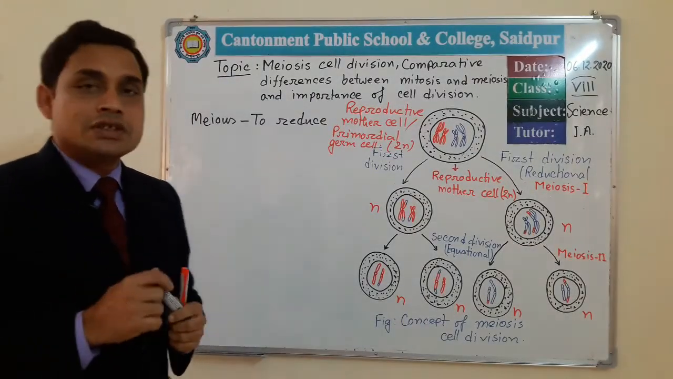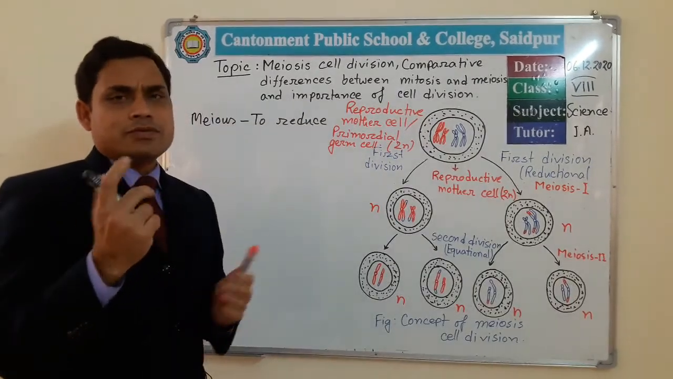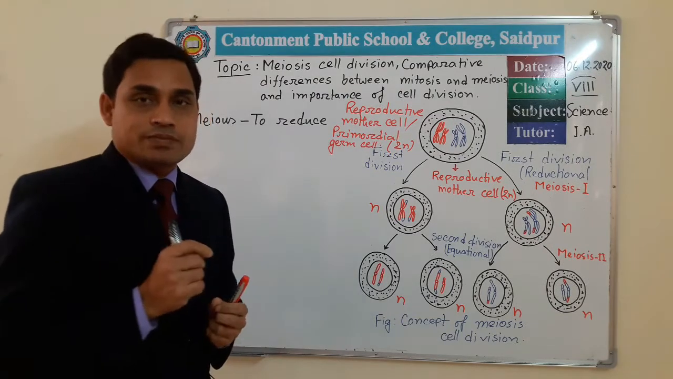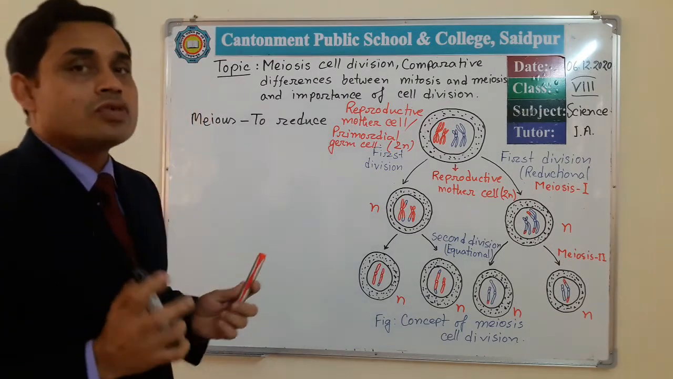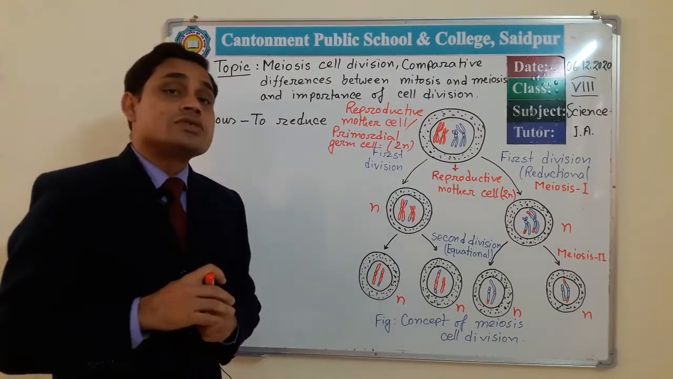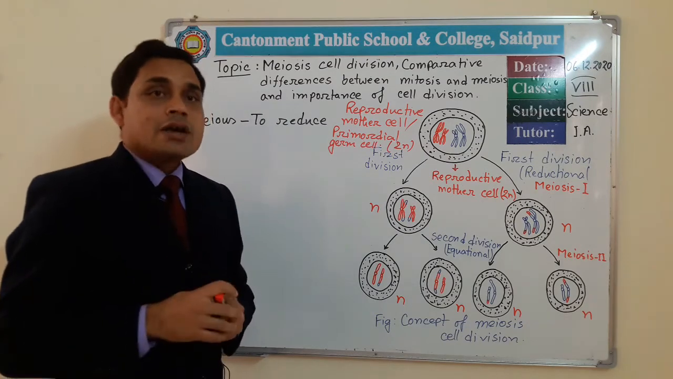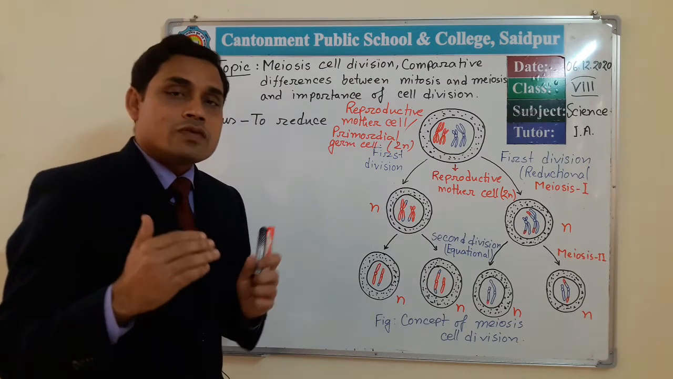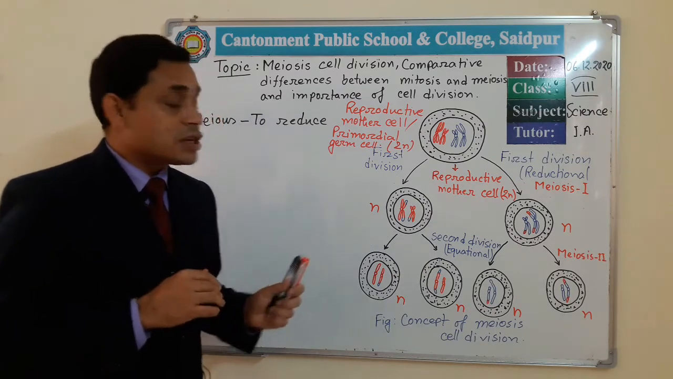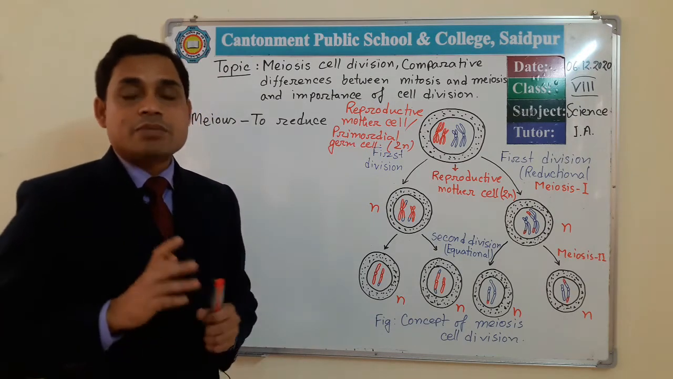This is very easy. Where does mitosis cell division occur? Mitosis cell division occurs in somatic cells of eukaryotic organisms. And where does meiosis cell division occur? Meiosis cell division occurs in the reproductive mother cell. Clear? Mitosis cell division takes place in both haploid and diploid cells, but meiosis cell division always takes place in diploid mother cells, diploid cells.